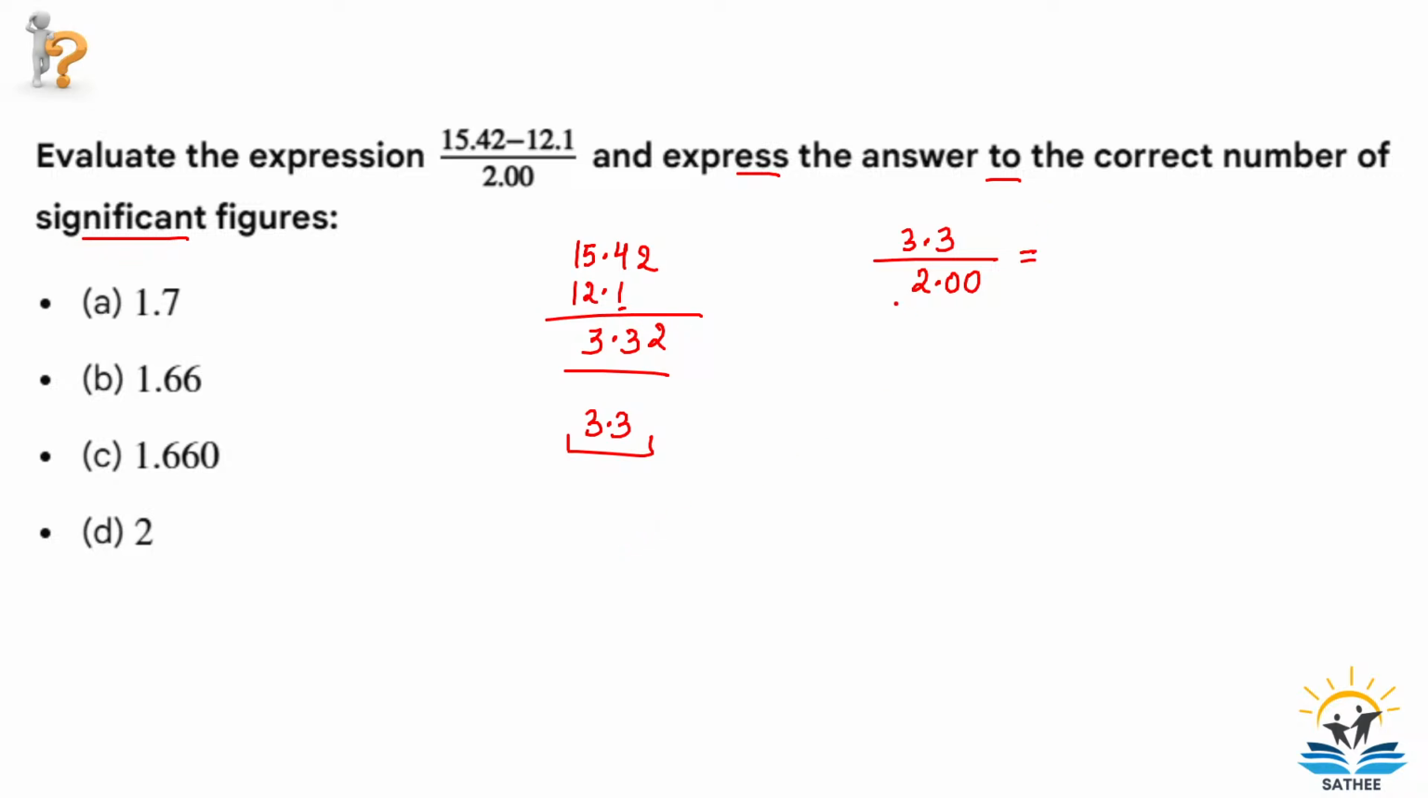Okay. So now there is division. What is the rule for division? We have to keep that many significant figures as the least number in both. How many significant figures are least in the two values? In 3.3, two significant figures. So how many significant figures should we keep in the final result? 2. So which option is correct? Option A, 2 significant figures. This has 3, this has 2, so we have to keep the least in the result. 2 significant figures. So 1.7.